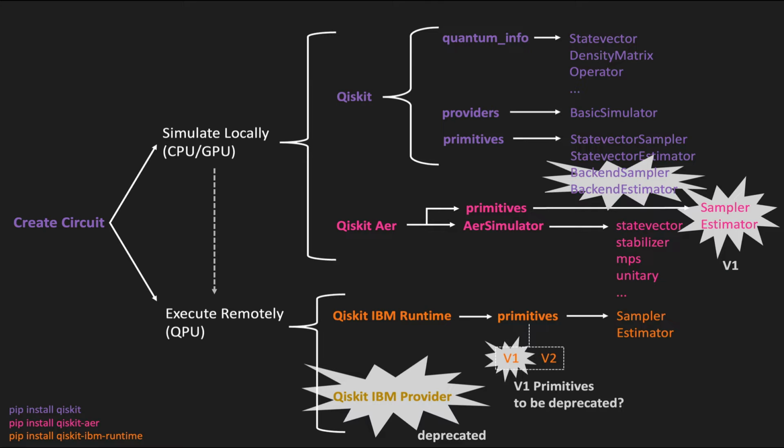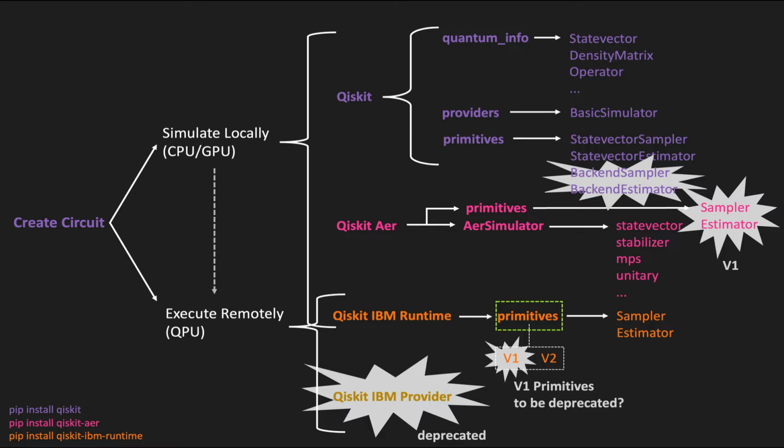Now, because these are not available as of yet, one thing that can be done is to actually use the primitives within the Qiskit IBM Runtime to run simulations. So what we're going to do in this video is cover the primitives within the Qiskit IBM Runtime module and explain how they can be used to both run simulations and execute on real hardware.